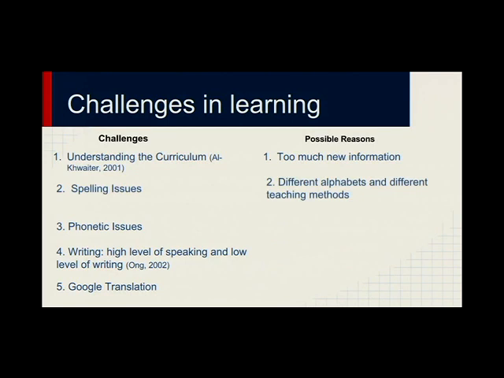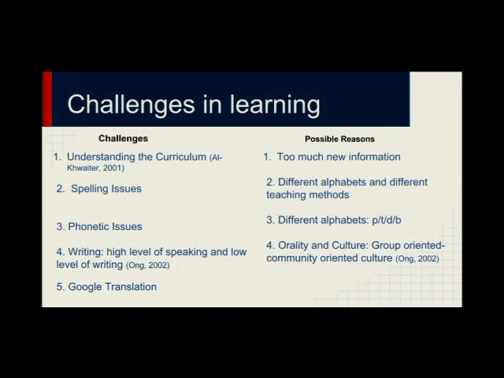Spelling issues: different alphabets and different teaching methods. Phonetic issues: different alphabets. For example, in Arabic, we don't have sounds like pa, ta, da. We have the ba sound, and a lot of the time my students confuse that with p. So they use b with that because those sounds do not exist in Arabic.